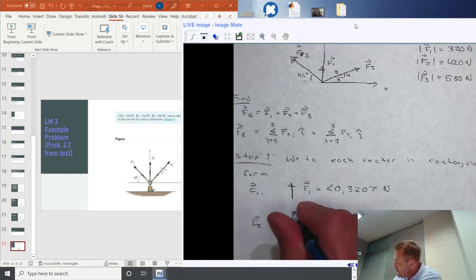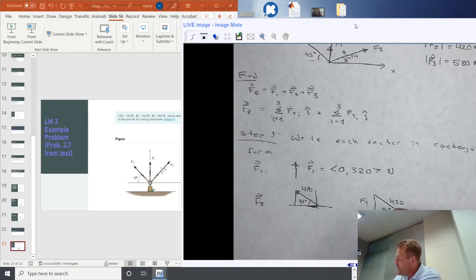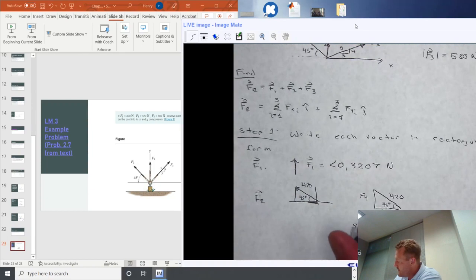So if this has a magnitude of 420, and I just were to view this as a triangle, it's a right triangle, of course, and the hypotenuse is 420, and this is 45 degrees. What is, by definition, the sine of 45 degrees? Well, if I just call this Fy and Fx for now, and we're going to have to do some sign corrections, but that's okay, we would note that the sine of 45 is opposite divided by hypotenuse, right?